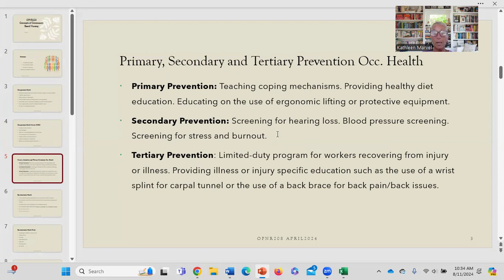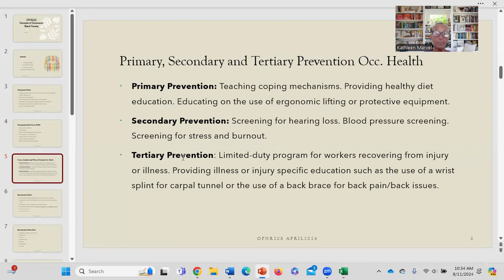So maybe they are screening for hearing loss. Let's say you're working in a plant that's very loud. There needs to be screening for hearing loss or potential hearing loss. There may be screenings for blood pressure, screenings for stress and burnout.